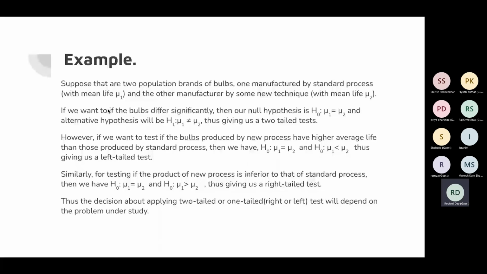If we want to test if the bulbs differ significantly, then our null hypothesis will be mu1 equals mu2. That is, I'm stating here that the mean life of the bulb produced by the standard process as well as this new technique is equal. They don't have any significant difference, and the alternative hypothesis will be completely different from my null hypothesis. That is, they are not equal. They differ significantly, thus giving us a two-tailed test. So when I give not equal to, I will have a two-tailed test.